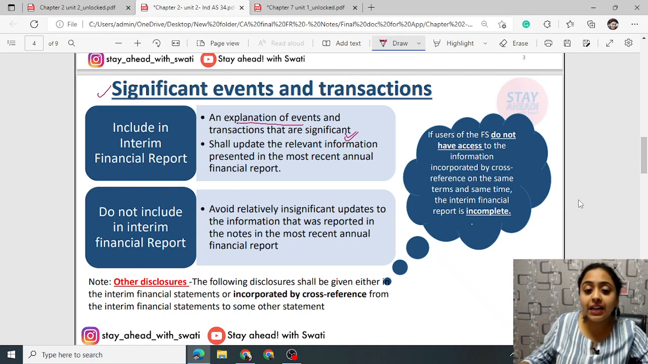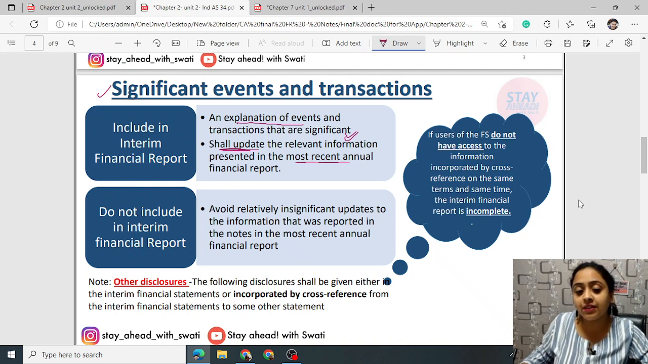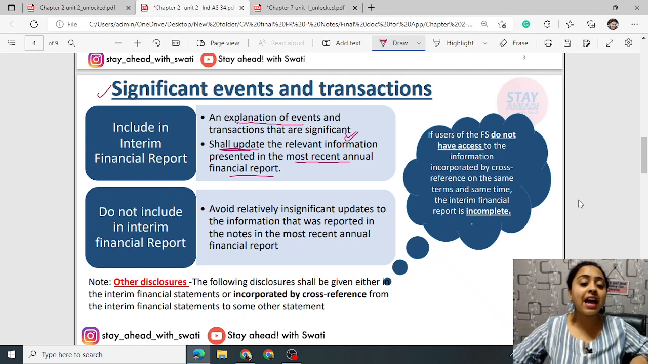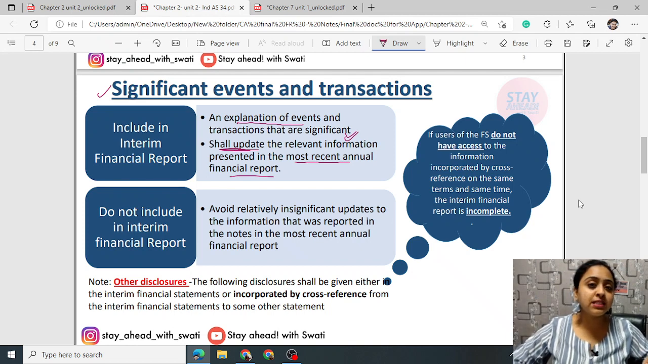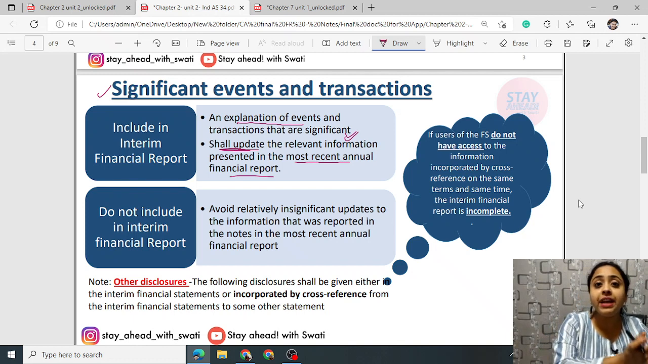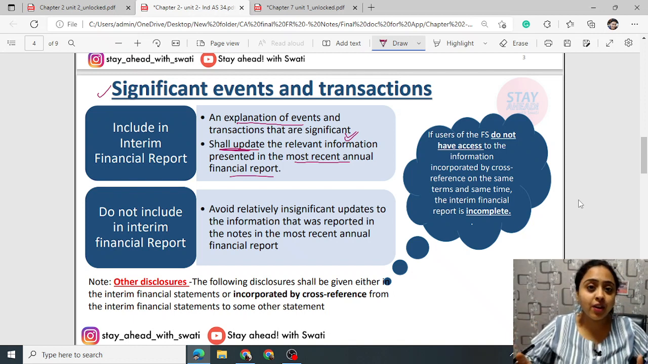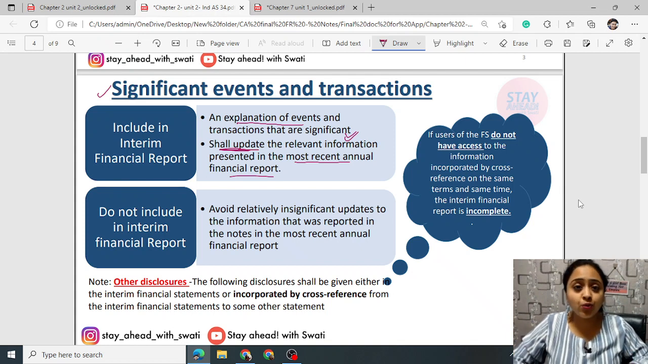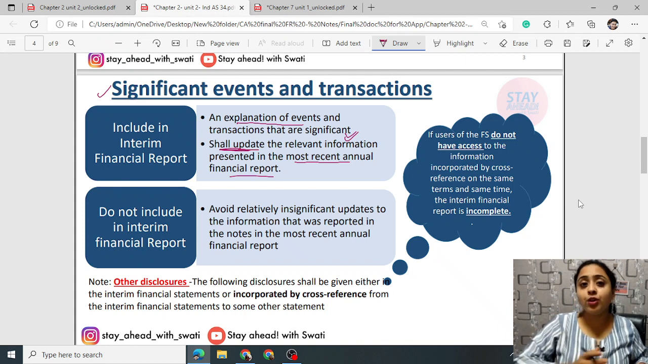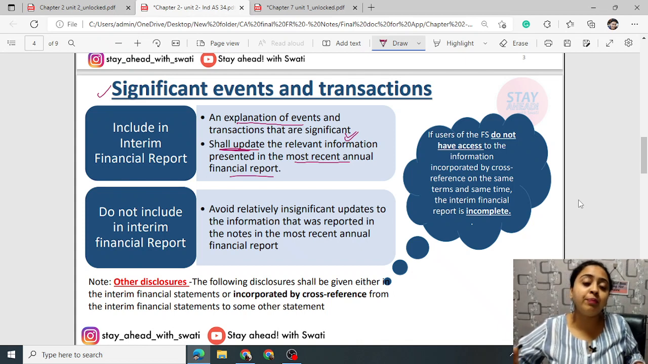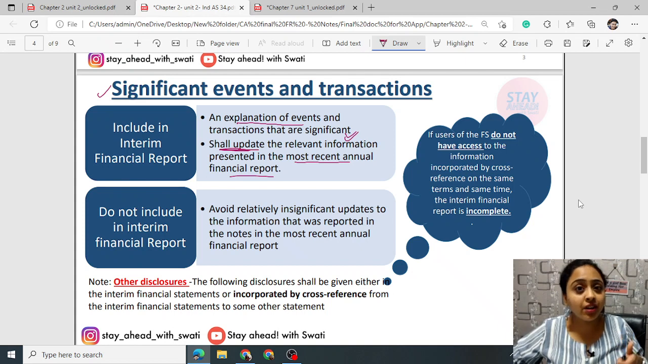Secondly, you shall update the relevant information presented in the most recent annual financial statement. Now, in the annual financial report, you have shown some particular amount or some particular transaction. You need to give an update about that if they are significant. Okay, if you are presenting any quarterly statement, anything that was presented in the previous annual financial statement, you need to update about that. And if there is any other significant information that is new, you have to provide a significant explanation of the same.